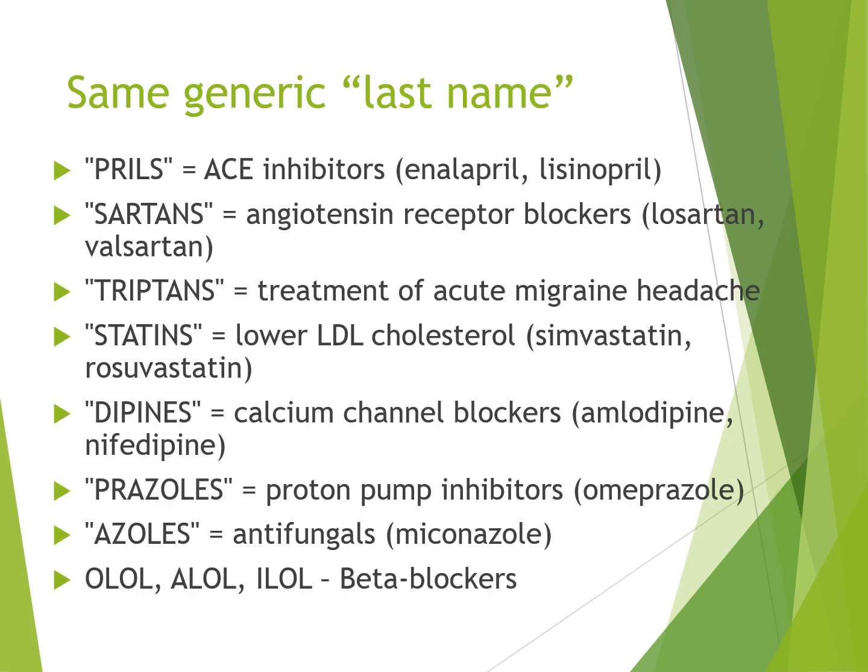So of course, the best tip that I can tell you for pharm, make it easier on yourself, right? Learn some drug endings. So again, same generic last name. The prils are your ACE inhibitors, your enalapril, lisinopril. Your sartans are your angiotensin receptor blockers, losartan, valsartan. Triptans, right? Those are for the treatment of acute migraine, like sumatriptan. Statins, right? Lower LDL cholesterol, simvastatin, rosuvastatin.